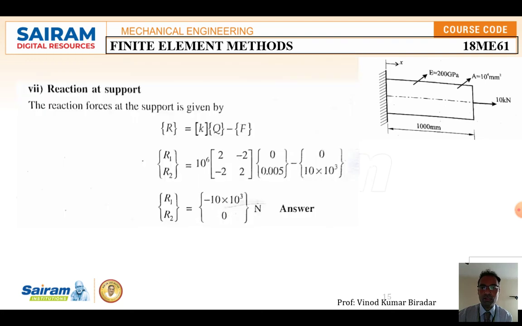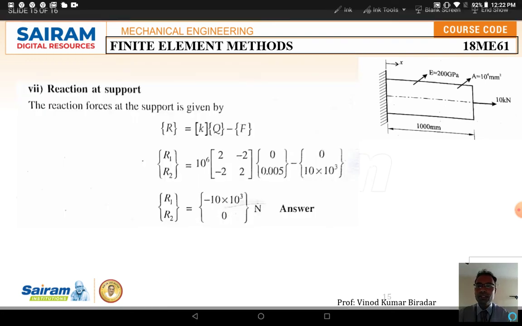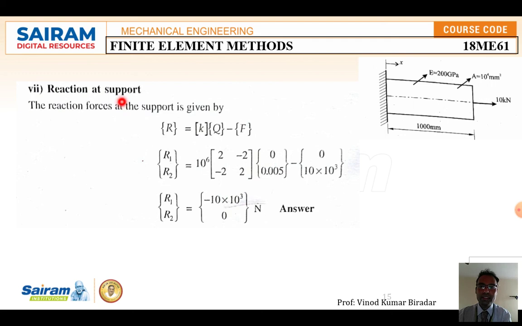We calculated the stresses. Then finally, the third, the reaction at each support. What is the reaction at each support? The formula we have is R is equal to K1 Q minus F. You already know the K value, substitute here. The Q value you already calculated, 0 and 0.05, and F is already given. Here how many nodes are there? 1, 2, so R1 and R2. Simplify this and you are going to get R1 equal to minus 10 into 10 to the power of 3, and R2 equal to 0. So this is about the reaction.